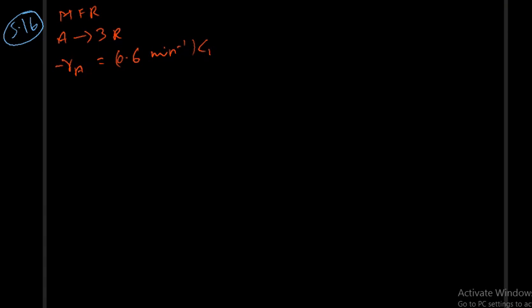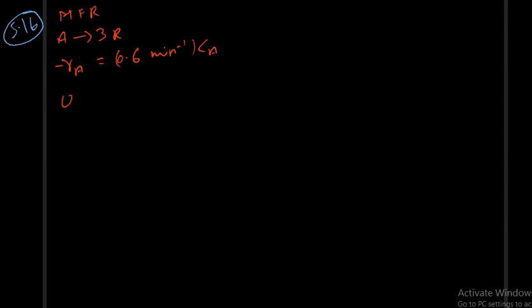Right? So problem 5.16. Let us write down the given data. The type of reactor is mixed flow reactor. A gives rise to 3R and rate of reaction minus Ra is equal to 0.6 minute inverse into Ca.